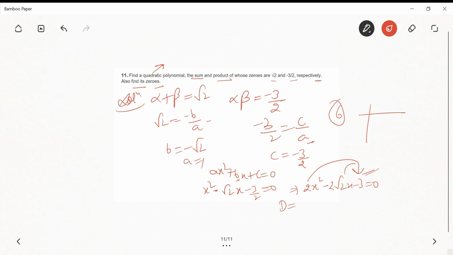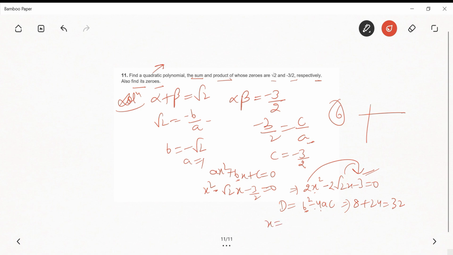D is equal to b square minus 4ac. What is the value of b? That is 2 root 2. So take the square of it. So 2 root 2 square, 4, 2 4s are 8. Minus 4 into 2 into minus 3. So minus minus plus, 4 2s are 8 and 8 3s are 24. So you will get here 32.